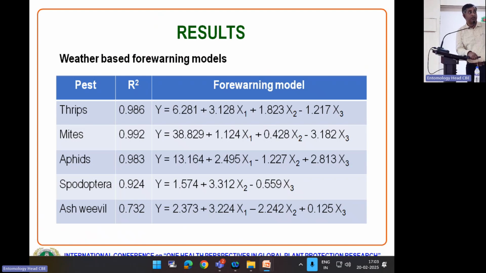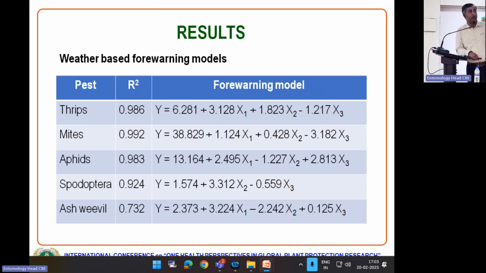Whereas in the aphids, see here X1 and X2, X1 is the maximum temperature, X2 is the minimum temperature, X3 is the morning relative humidity, and X4 is the evening relative humidity. Here the multiple regression equation model was run. Here the evening relative humidity is not having any impact on the pest incidence in the strawberry.